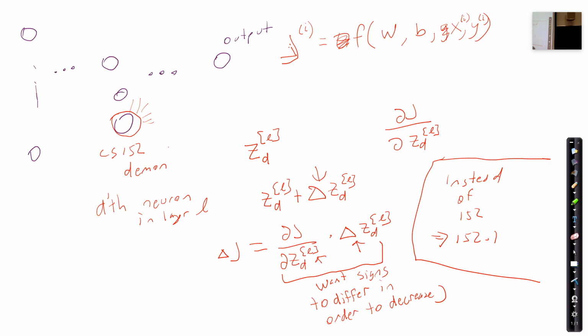So there's a before and after. The before picture is we had a bunch of weights and biases, right? The after picture is everything was the same except this neuron now outputs 152.01 instead of 152. Why do you multiply it here?